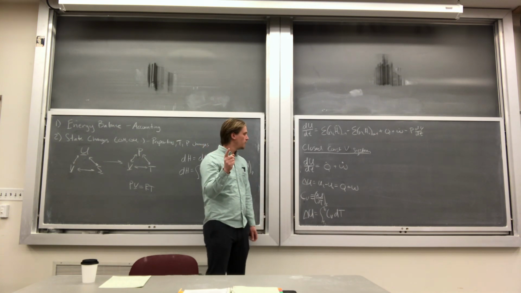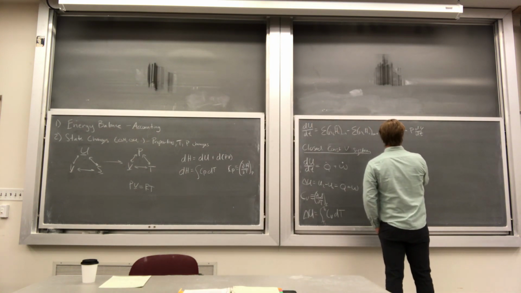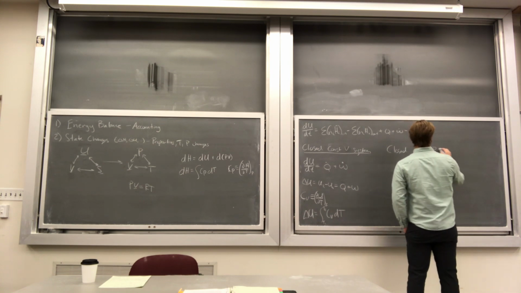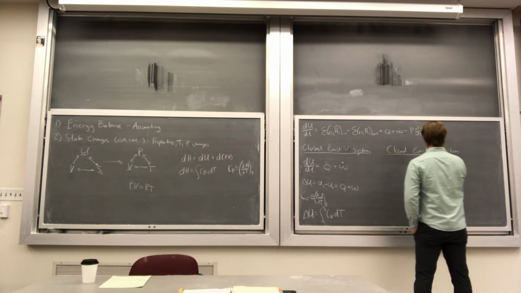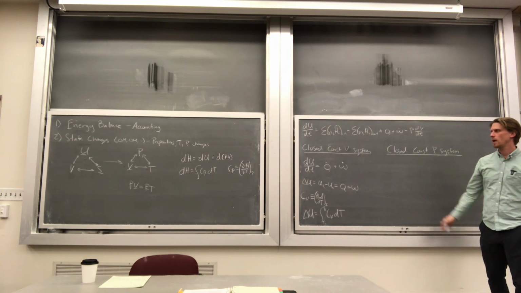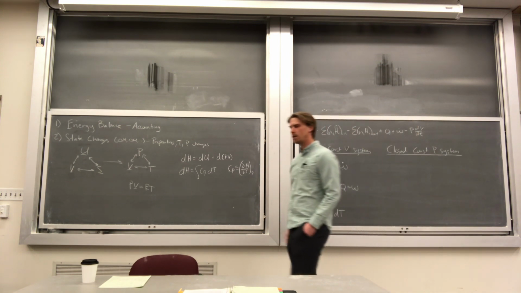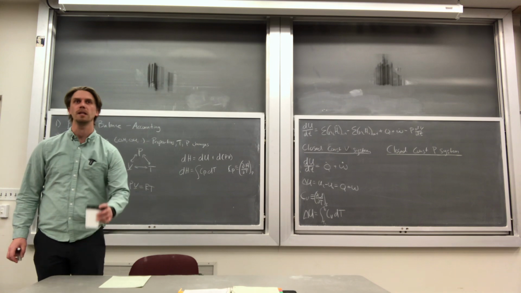Okay. So let's do now the closed constant pressure system. All right? Write it out in the differential form, write it out in the integral form. This one involves a little bit of a trick, but it's not too drastic of a trick, and it's something we've seen before in this class.